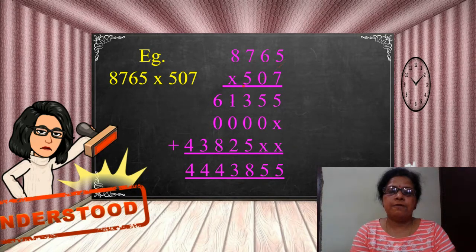8,765 and 507. Now let's multiply. 7 5s are 35, 5, 3 carry. 7 6s are 42, 42 plus 3, 45. Again 5 here and 4 carry. 7 7s are 49, 49 plus 4, 53. So 3 here, 5 carry. 7 8s are 56, 56 plus 5, 61. Now we have done with this 7 which is at ones place. So we will put one cross here at ones place and we will start with 0.